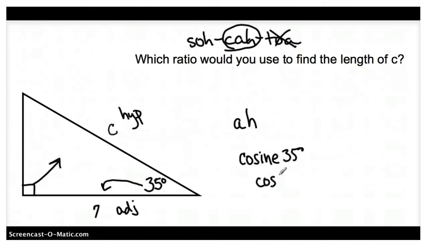I could just write cosine of 35 equals the adjacent is 7, and the hypotenuse, I don't know, is C. And now I have one equation and one unknown, and we'll learn tomorrow how we actually get a number for that. But I've got one equation and one unknown, I can solve that. So that's basically how we use SOHCAHTOA to figure out which one of the trigonometric ratios I want to use when I've got a problem.